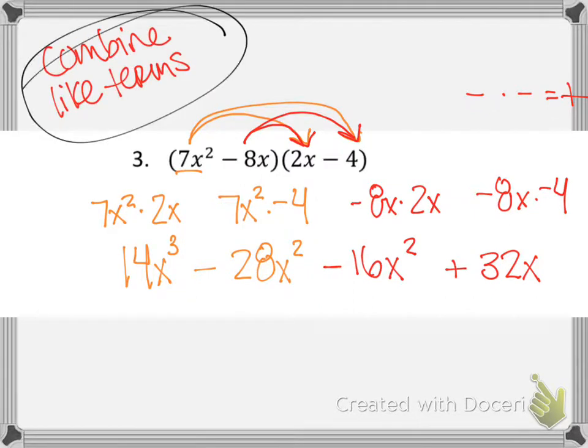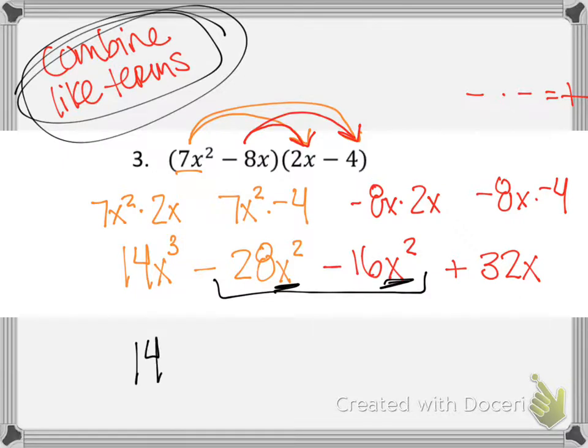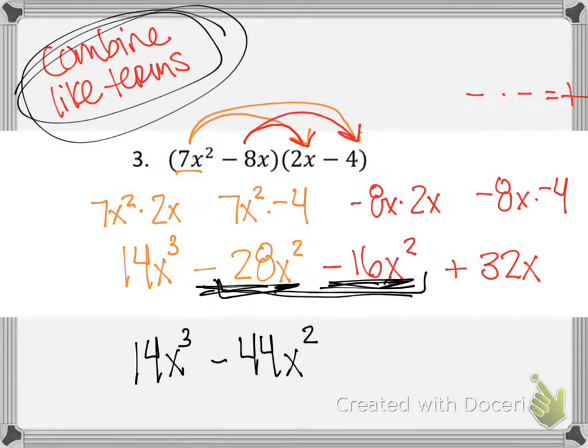And of course, do not forget to combine your like terms at the very end. We have an x squared and an x squared, so we have to combine these two pieces together. So my final answer is 14x to the third, but when I combine negative 28 and negative 16 is negative 44x to the second power.